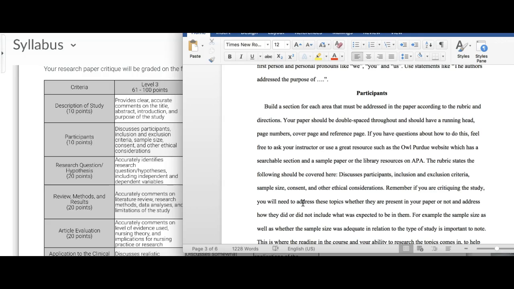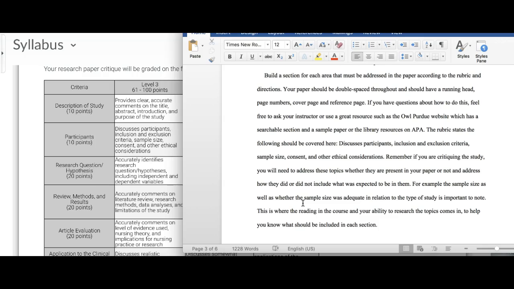When you address sample size, remember you want to not only tell us whether it was included in the author's article, but whether the sample size was adequate. How do you know if it's adequate? You should be able to find that in our reading, and you can use other available sources as well. If you're looking at a quantitative study, how would you know what the sample size should be? And if you're looking at a qualitative study, how would you know what the sample size should be? And is it, or was it, large enough?